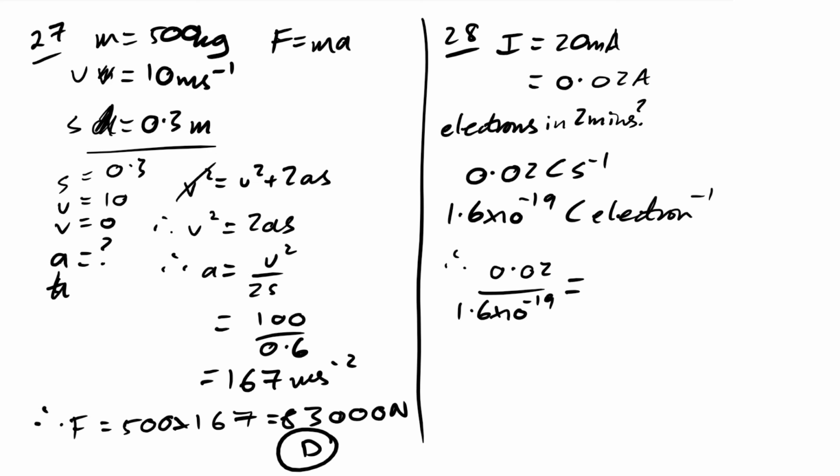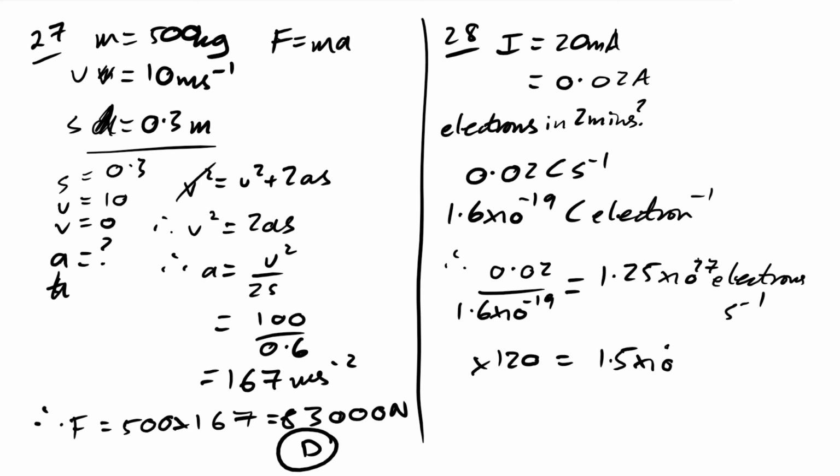So that's why we're doing it that way round, and we need s to the minus 1 on top. So that gives us 1.25 times 10 to the 17 electrons per second. Therefore, times that by 120, that's 2 minutes, and that gives us 1.5 times 10 to the 19. So the answer is going to be B.